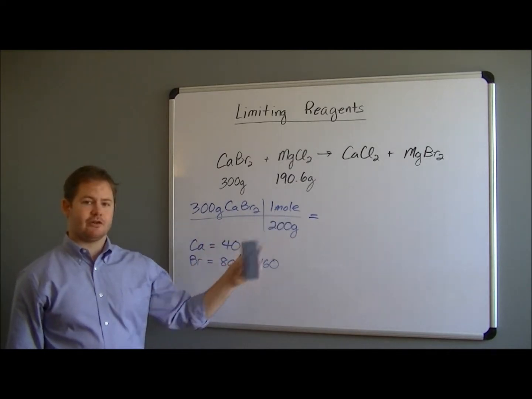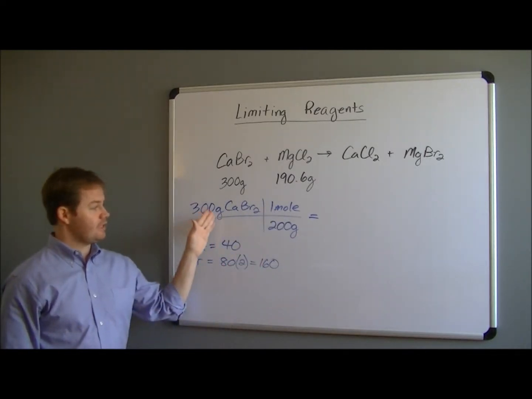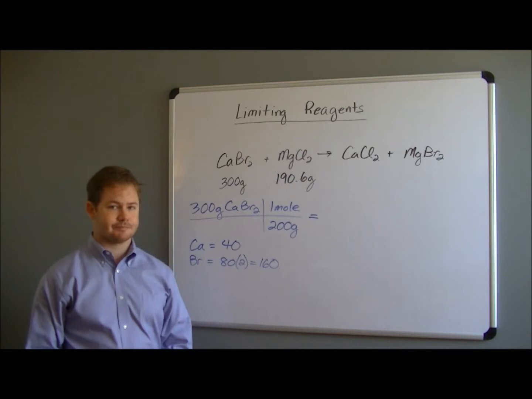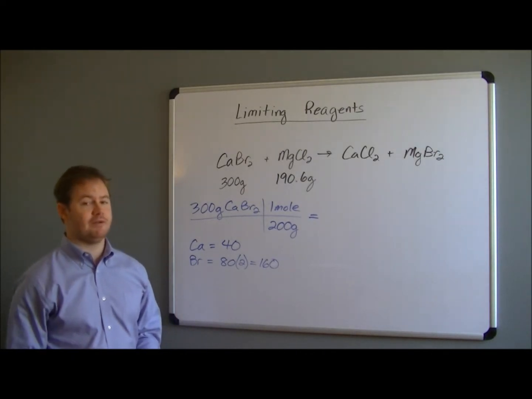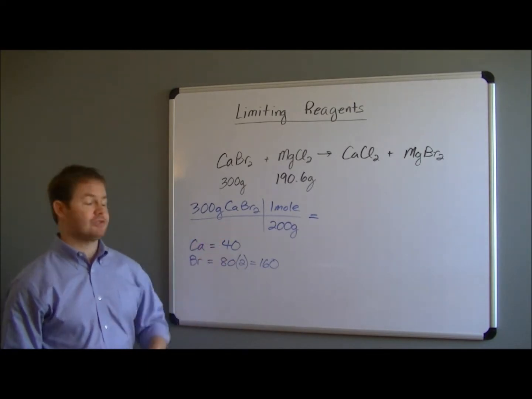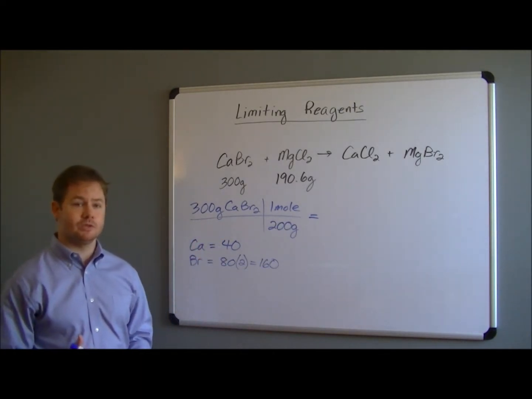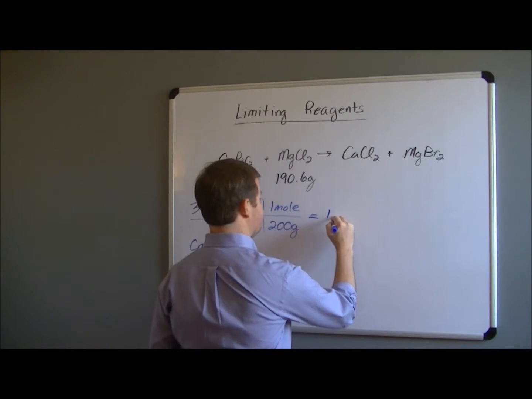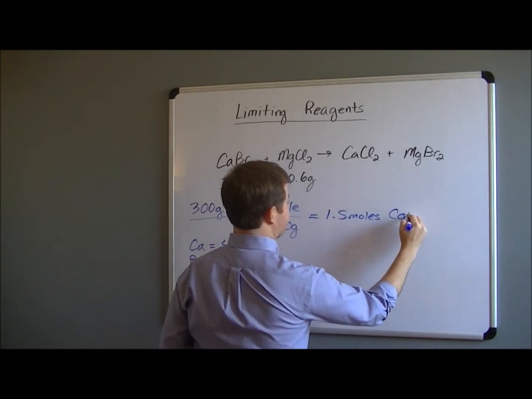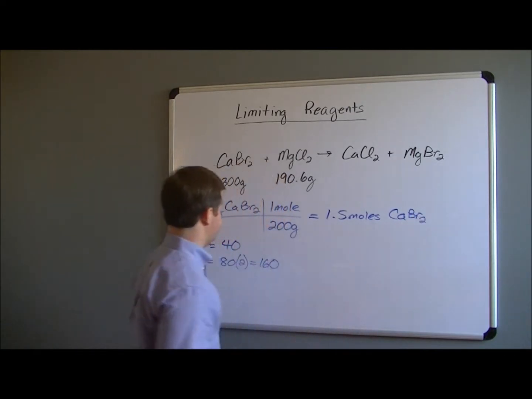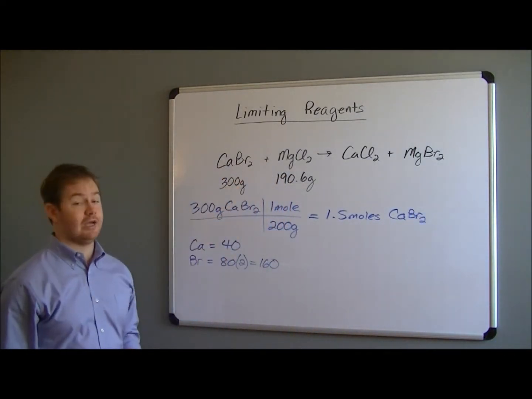And if we multiply across and then divide, we get 300 divided by 200, and that comes out to, in decimal form, if you said 1.5, you're correct. 300 over 200 is the same as 3 over 2, or 1.5. So we have 1.5 moles of our calcium bromide that we're starting with in this chemical reaction.